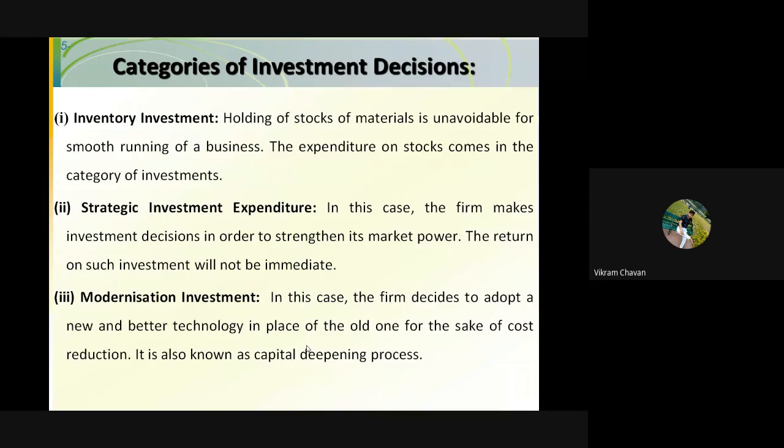Getting everyone? Please mention in the chat box. Okay, so have you noted these points? Inventory investment, strategic investment, expenditure, then modernization investment. Okay, so shall we move ahead?